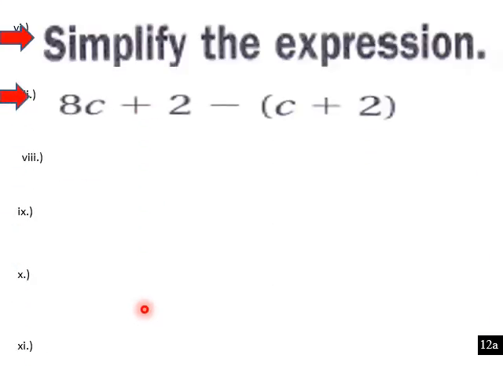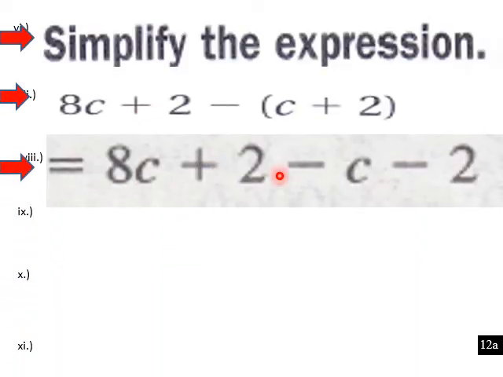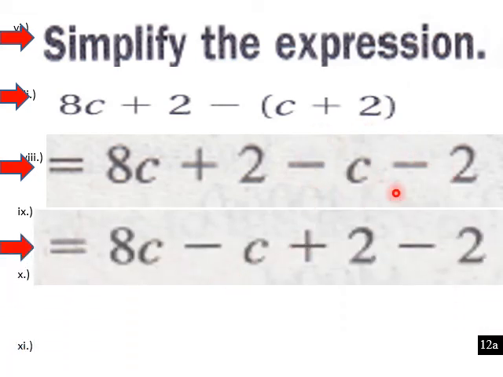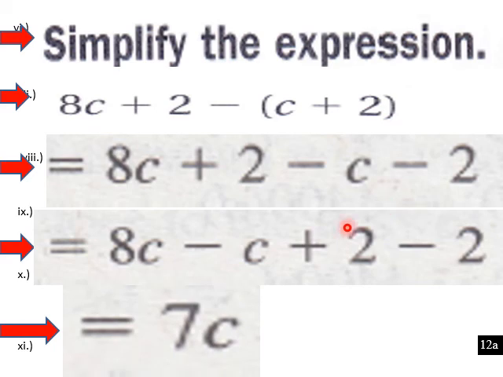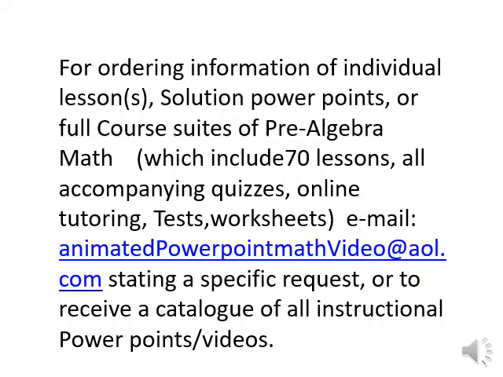Okay, this expression here, simplifying it, what we're going to do is we're going to multiply our negative 1 through our parentheses here. So we have 8c plus 2, negative 1 times c is negative c. Negative 1 times positive 2 would be negative 2. So we have this now. So now we're going to group together our variables together, 8c minus c plus 2 minus 2. We're going to group our constants together. And then we just come up with positive 7c. 8c minus c is 7c. These cancel out to 0. Here is a simplified expression of that.